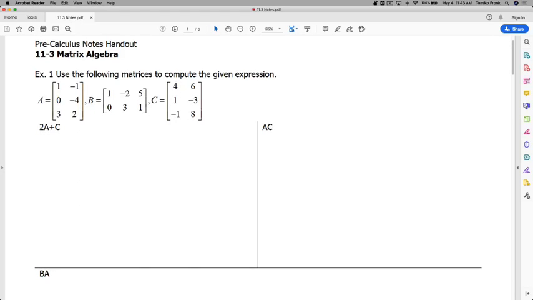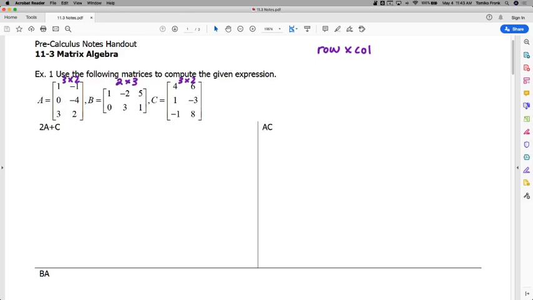So let's take a look at example 1 here. We've got the following matrices, A, B, and C. Now, before we do anything, I'm going to identify them by their size. So we always identify a matrix by the number of rows by the number of columns. We don't want to switch that. It's always row and then column. So matrix A has 3 rows and 2 columns. So matrix A is a 3 by 2. Matrix B has 2 rows and 3 columns, so that is a 2 by 3, and then matrix C is 3 by 2, just like A.